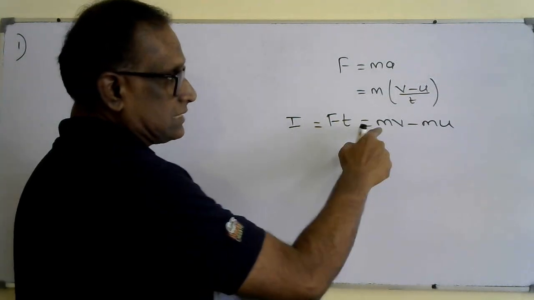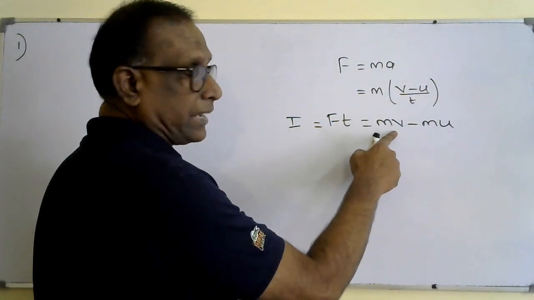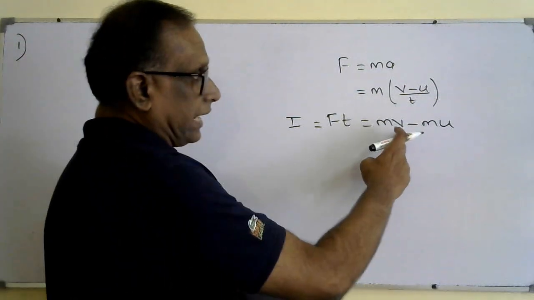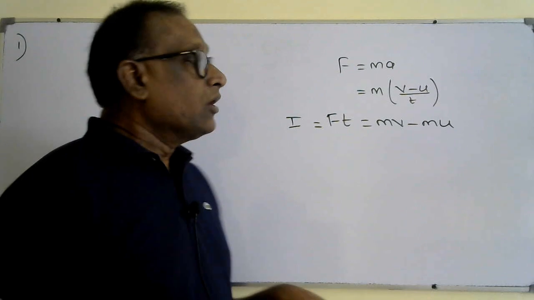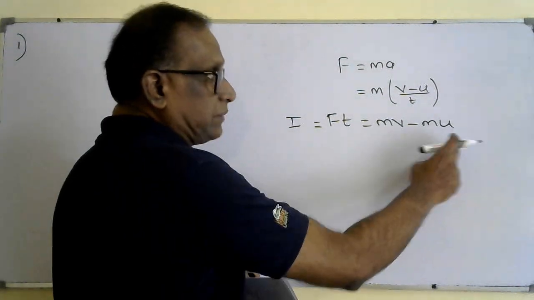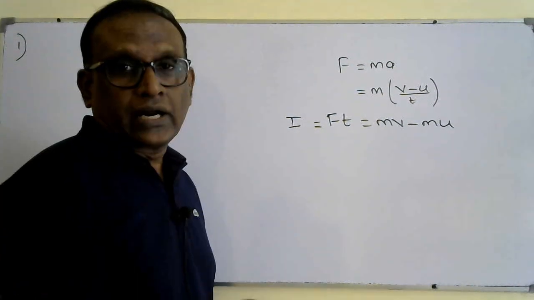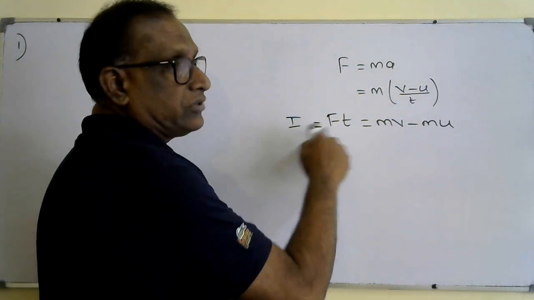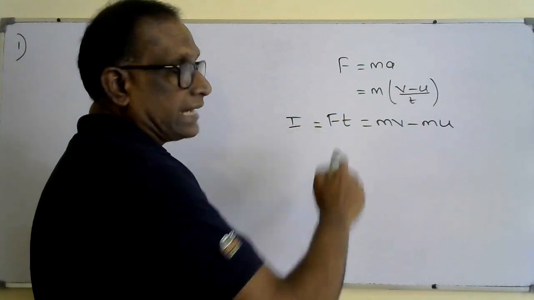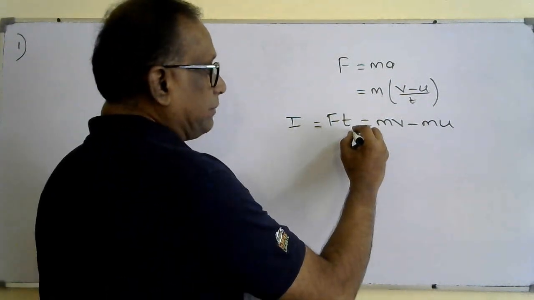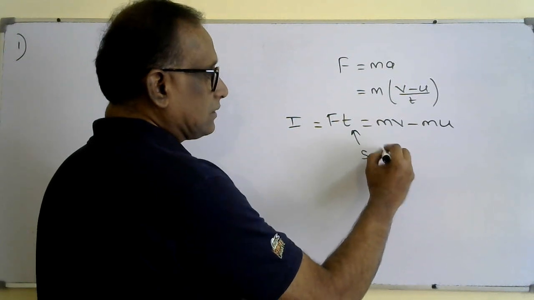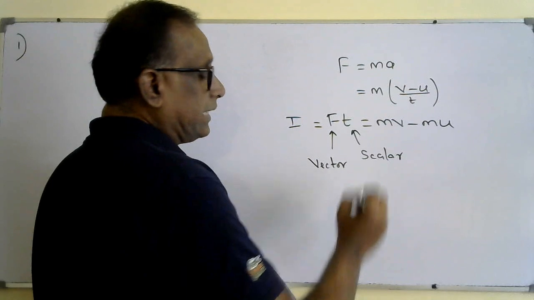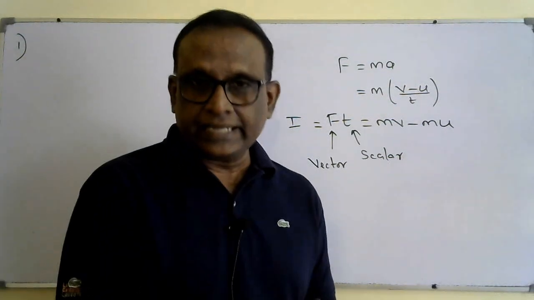The unit of impulse is the same as the unit of momentum. Change in momentum and momentum both have the same unit, which is kilogram meter per second. Also you must know that change in momentum, that is impulse, is a vector quantity. How do we know it's a vector quantity? On the right side, F into t, force and time are multiplied. Time is a scalar quantity and force is a vector quantity. When you multiply a vector by a scalar, you obtain a vector.